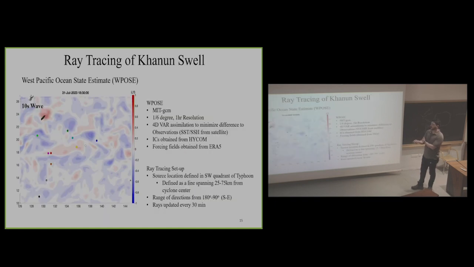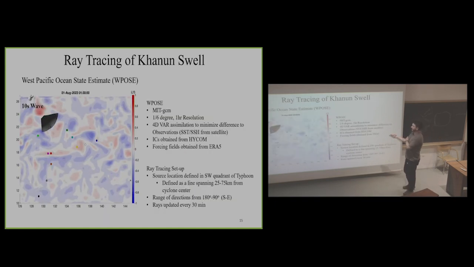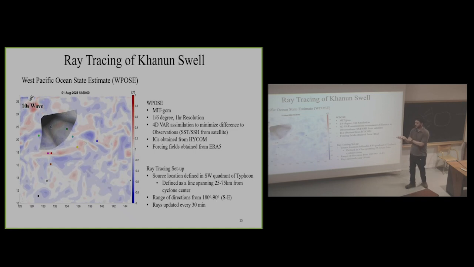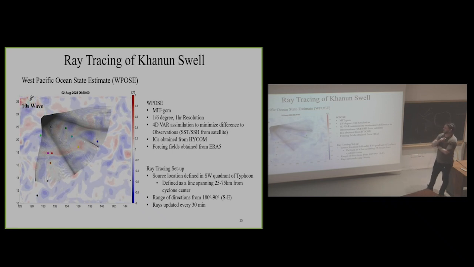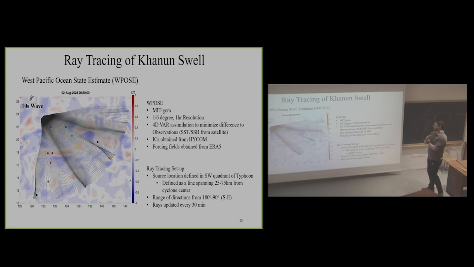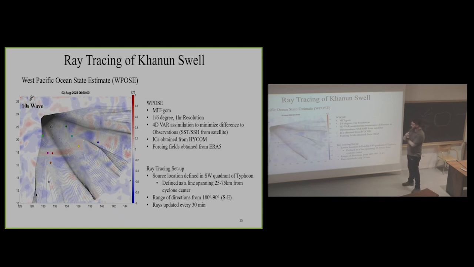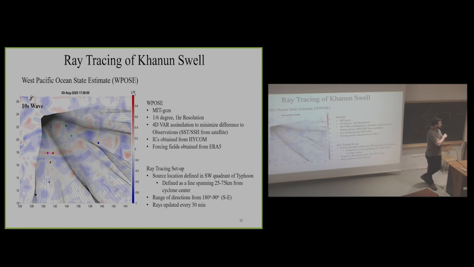So that inspired us to do some ray tracing of our own. We have access to this WPOS Western Pacific Ocean State Estimate, which is run by my co-authors back at Scripps, Bruce Cornell and Ganesh Gopalakrishnan. And it's based on the MIT GCM, 1/6 degree resolution, 1 hour, and it 4D VAR assimilates SST and SSH from satellite, and takes initial conditions from HICOM and forcing fields from ERA 5. So it's a nice little wave current product that we can use for this.